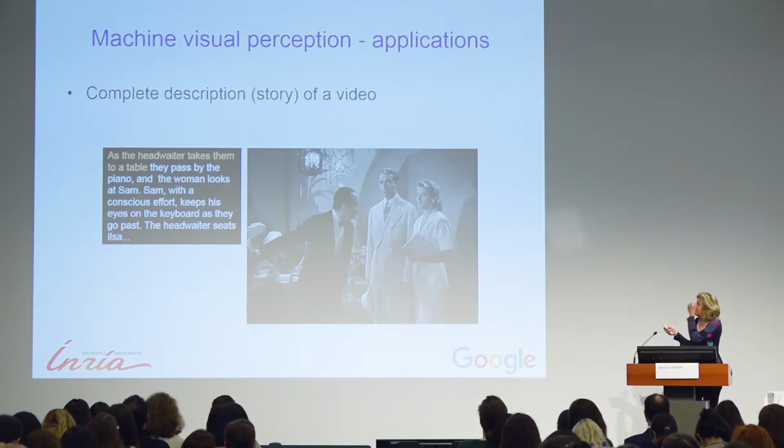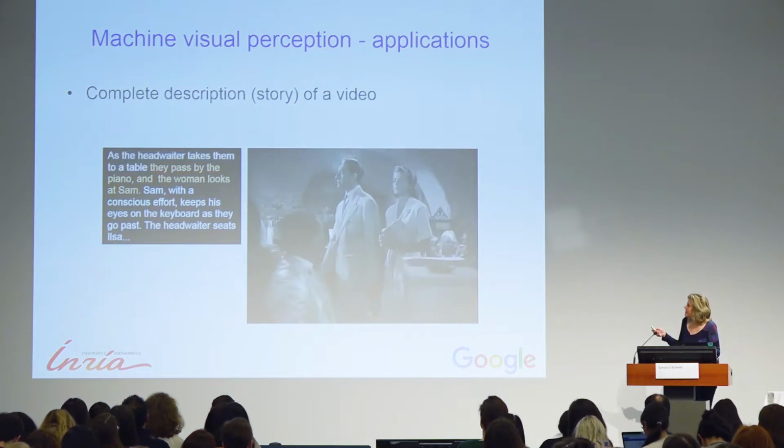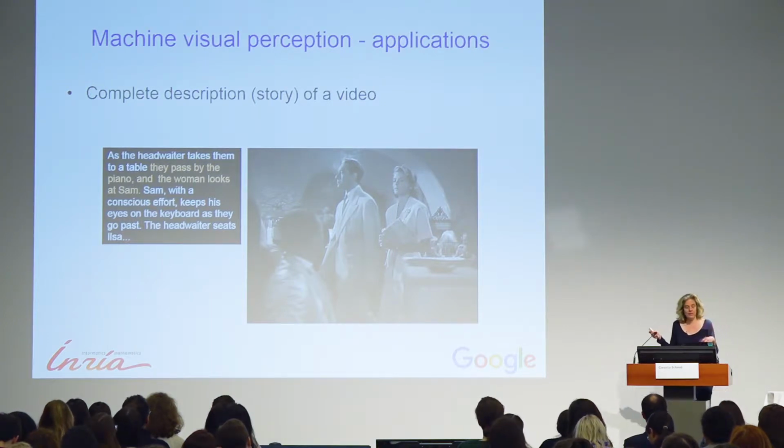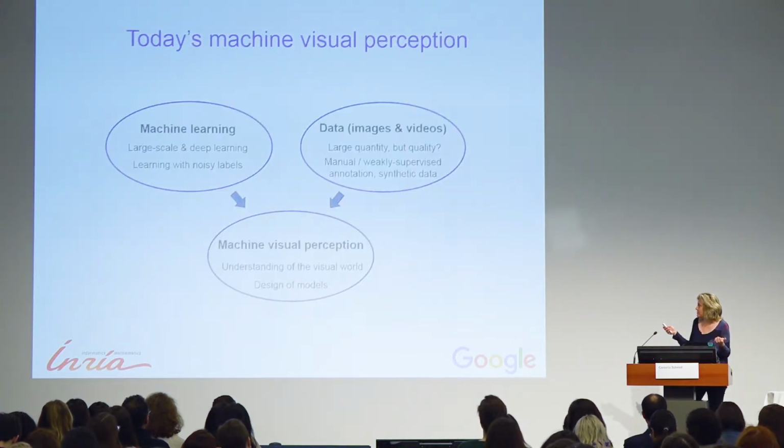So basically here you would want to say exactly, so this is what people would annotate manually. As the head waiter talks them to the table, they pass by the piano, the woman looks at Sam, and so forth. And this is something which even with state-of-the-art techniques we cannot do. What people can do today is they have simple classifiers which work well for relatively simple tasks. But if you want to move to the next level of understanding, you need to develop more sophisticated methods.